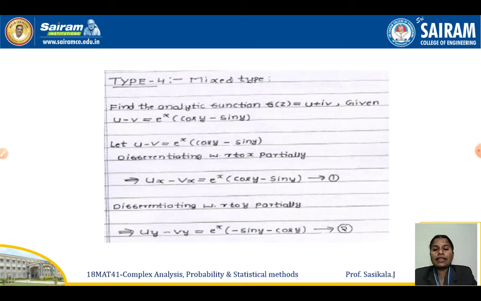First I am going to take the partial differentiation with respect to x. I will get ux minus vx equal to e power x into cos y minus sin y, since with respect to x, the differentiation of e power x is e power x. Then partial differentiation with respect to y, I will get uy minus vy equal to e power x of cos y differentiation, which is minus sin y, and sin y differentiation is minus cos y.